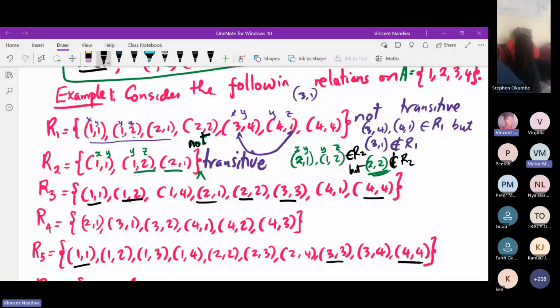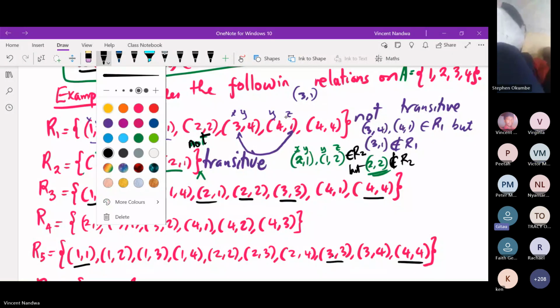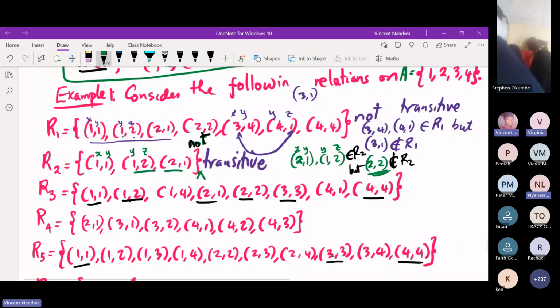Yes, ask. Because you have it as an element of R2. Not transitive because of 2,2 and 3,3. So remember order: we started by saying that order does not matter when you are listing elements of a set. Order does not matter when you are listing elements of a set.